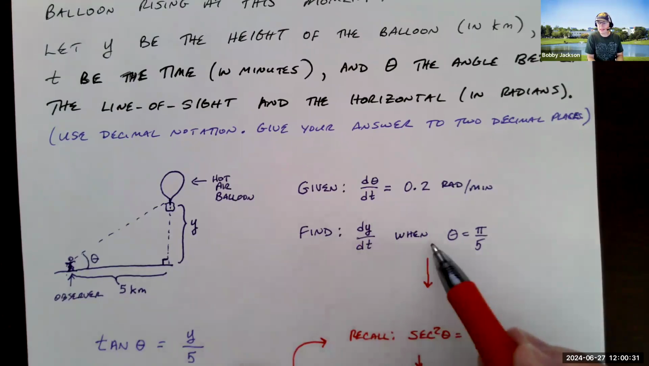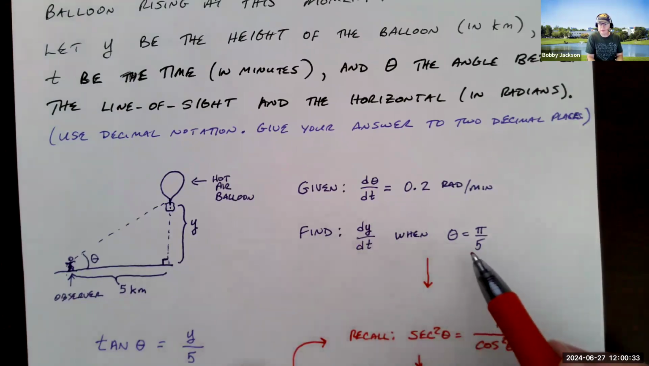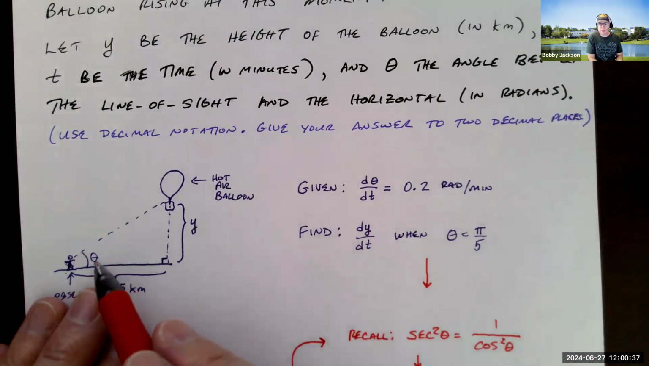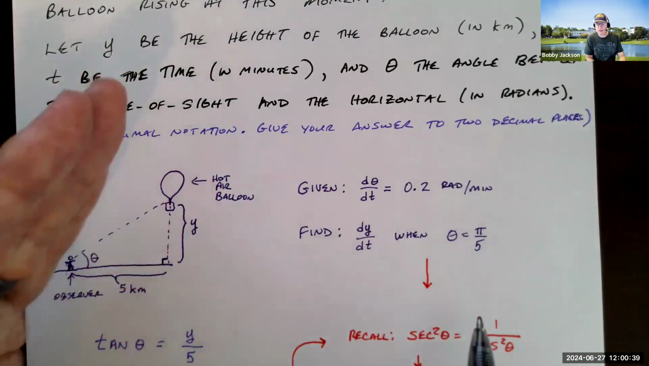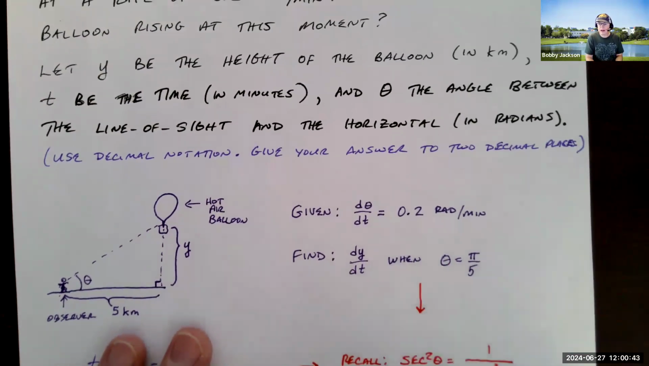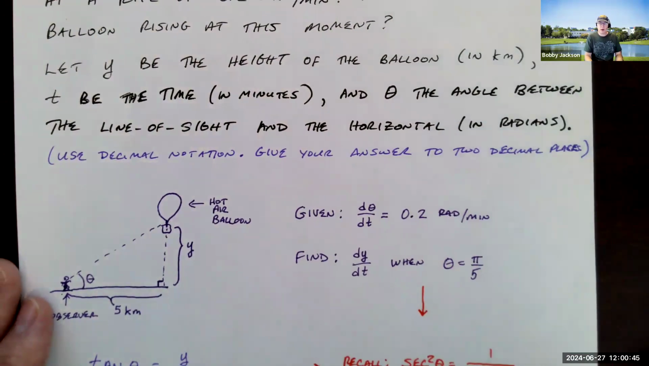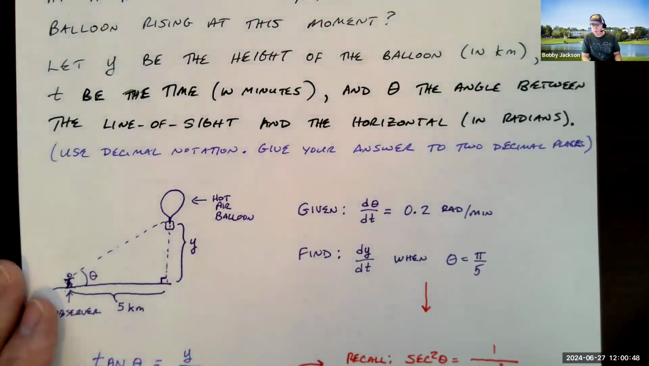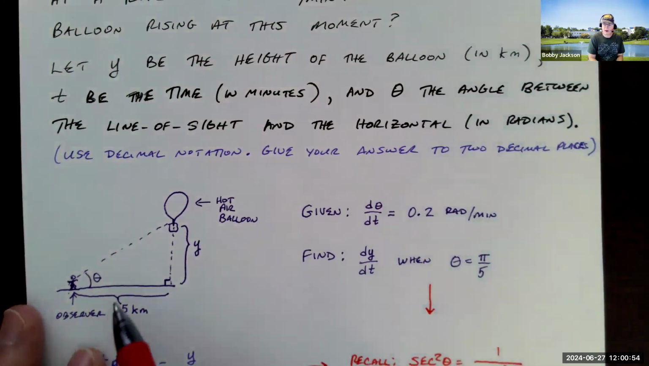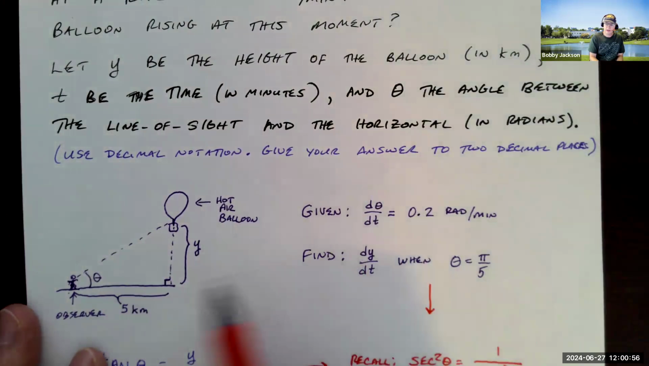Of course, we're going to find it at the instant when theta is equal to pi over 5. But theta is not a fixed value, right? Theta is changing. As we know, it's increasing. So we don't want to let theta be pi over 5 until we get our related rates equation. So where do we get our related rates equation from? Well, we want to differentiate the equation that relates the variables of interest, and those are theta and y.